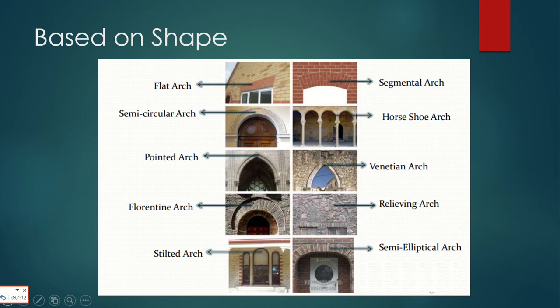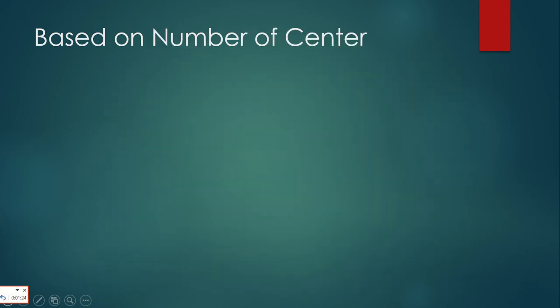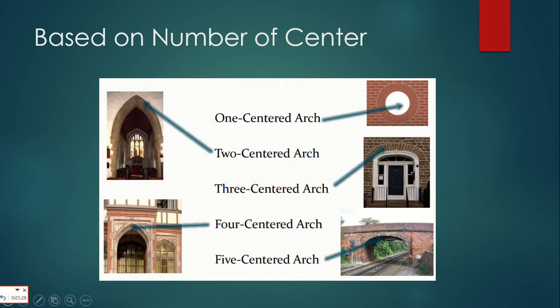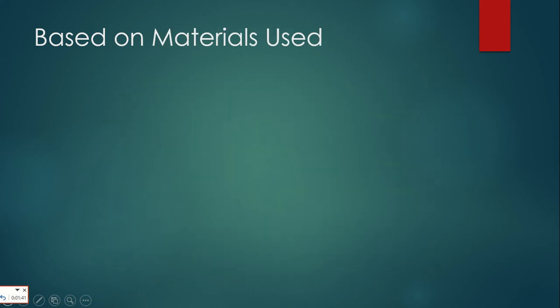Flat arch, segmental arch, semicircular arch, horseshoe, pointed, Venetian arch, relieving, Florentine, stilted and semi-elliptical arch. Based on number of centers, the arches are categorized in 5 categories: one-centered arch, two-centered arch, three-centered arch, four and five-centered arch. Now let us discuss the types of arches based on different materials used for construction.